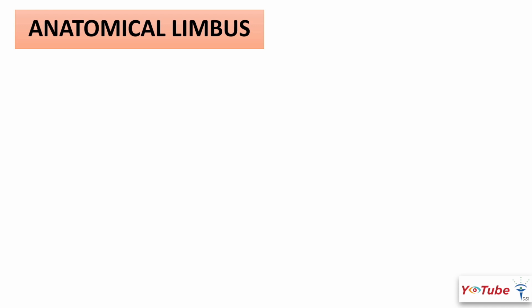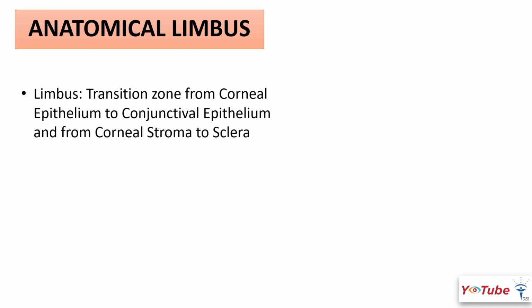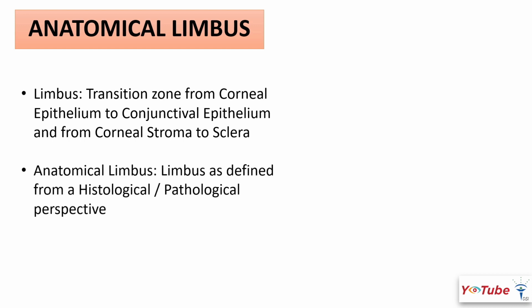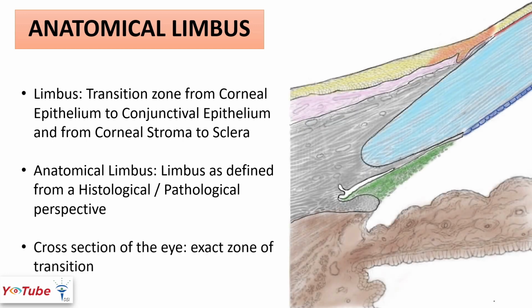So if we have to define the limbus, what exactly is it? It is nothing but the transition zone from the corneal epithelium to the conjunctival epithelium and from the corneal stroma to the sclera. So the anatomical limbus means that we are defining the limbus from a histological or pathological perspective. To see the limbus from this perspective, we need to view it in the cross section of the eye to see the exact zone of transition.